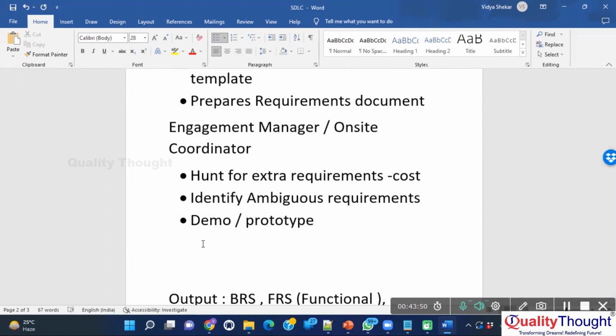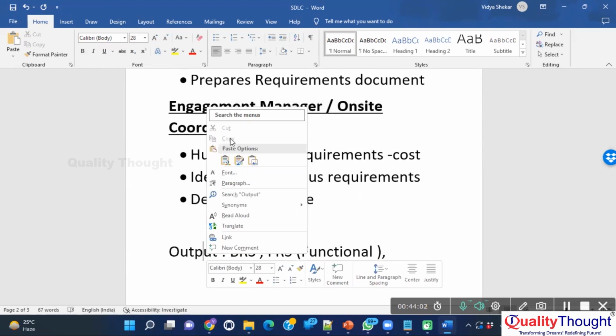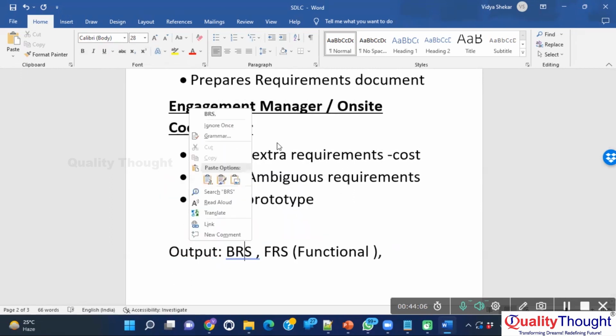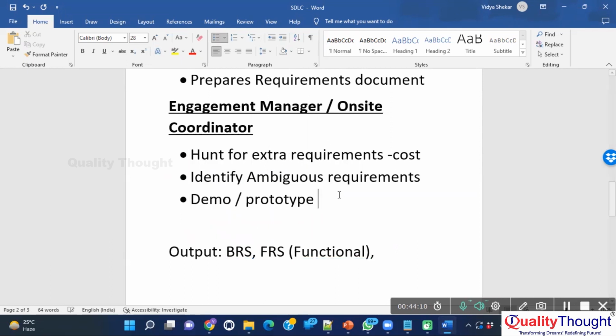And what will the engagement manager or on-site coordinator do? He'll hunt for extra requirements, and he'll also hunt for ambiguity. And he'll try to give a demo to win the confidence. This is what we have already developed in previous projects. This is what we have implemented. And based on the customer's requirement, he'll come up with a sample demo. Generally they develop the demo in one tool called wireframes.